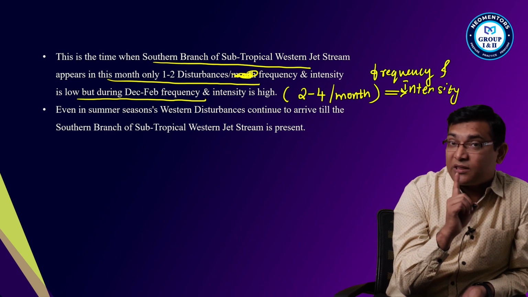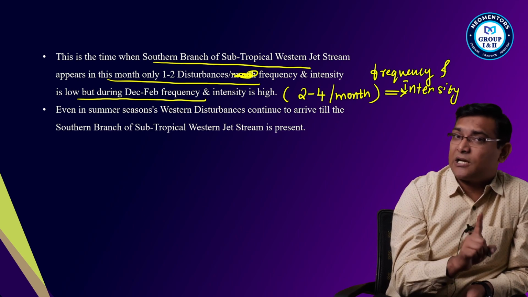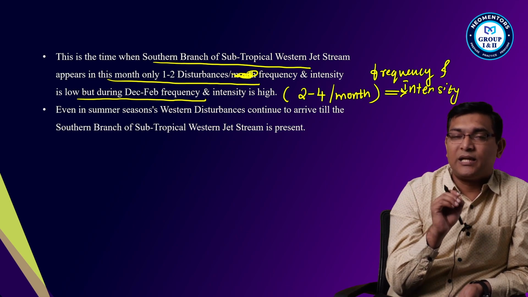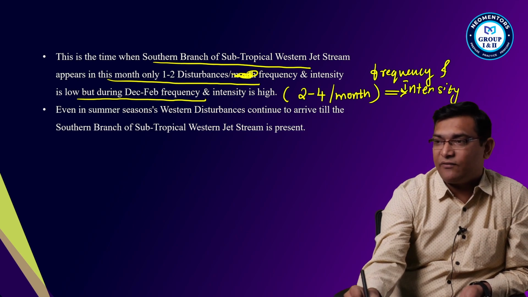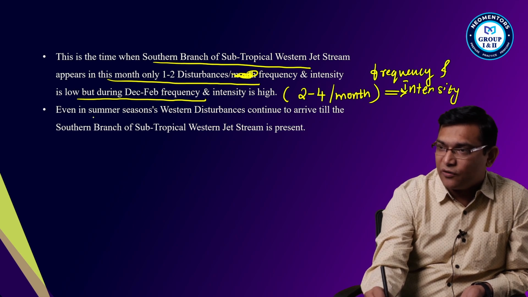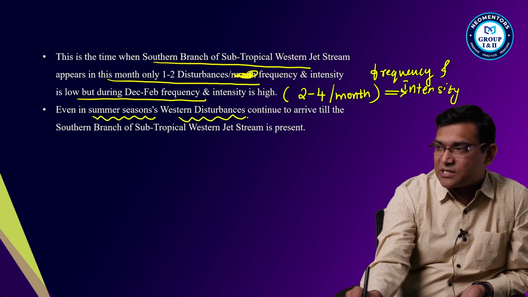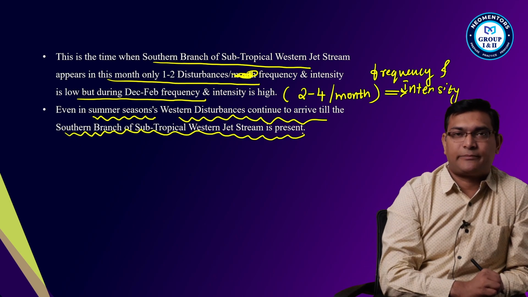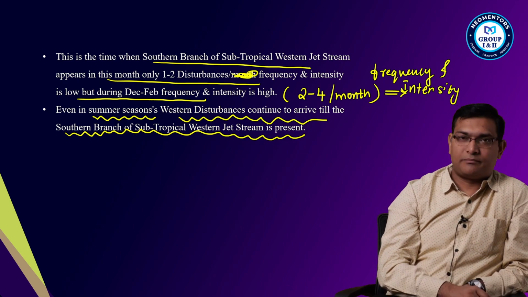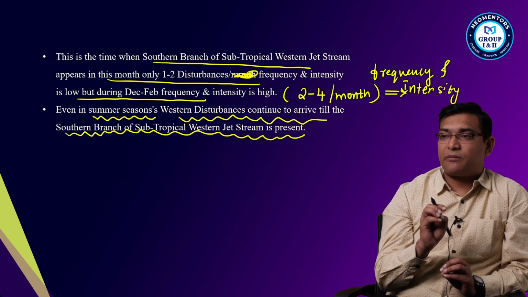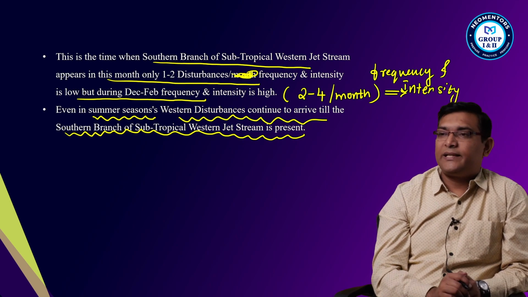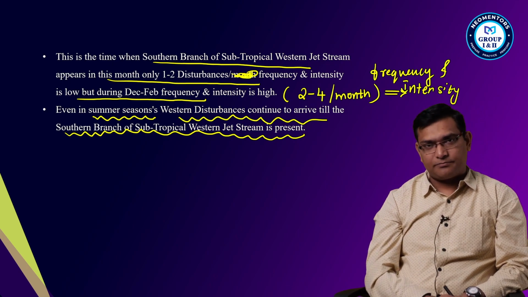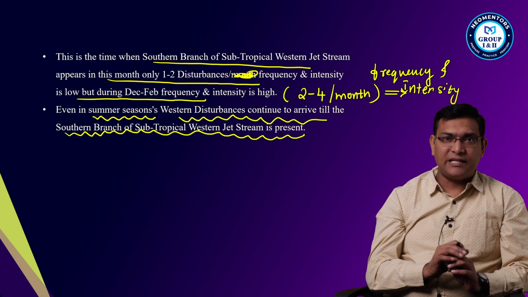Clear? And even in the month of May, unless the southern branch of the subtropical jet stream disappears, disturbances will be created in India. Even during the summers, in May also, western disturbances continue to arrive as long as the southern branch of the subtropical jet stream is present, and they will keep coming until then. Then these are the characteristics of the jet stream and the distribution of western disturbances, right? Western disturbances, characteristics and distribution.